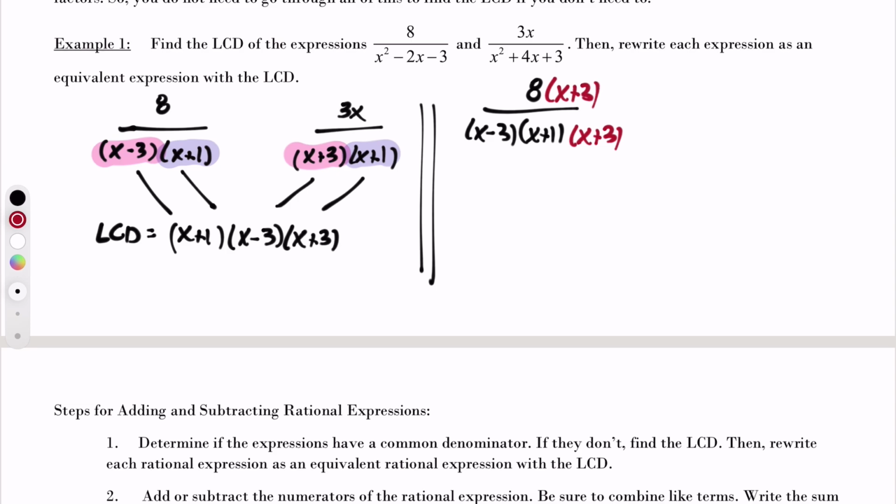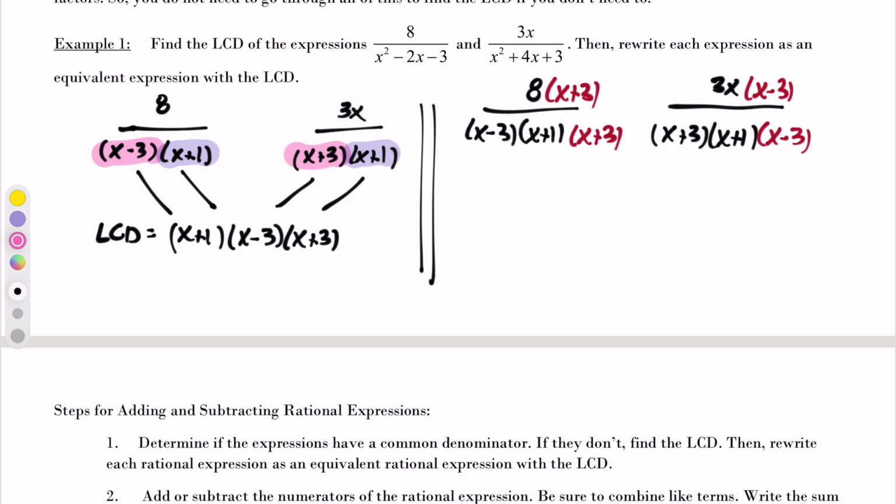And then the 3x was already over x plus 3, x plus 1. Well, what factor is missing from our list there? We have x plus 3, x plus 1. Looks like x minus 3 is missing. It is not common for us to multiply these things out. We don't multiply this out. You just leave it. However, the numerators, what we typically will do if we're adding them together is we will simplify and add together and apply rules of algebra.